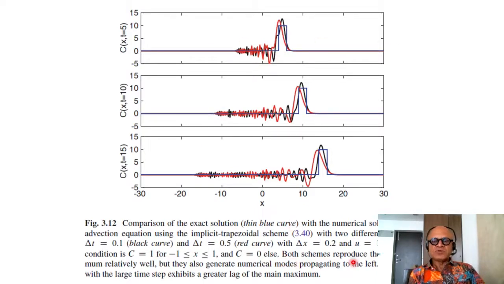Both schemes reproduce the main maximum relatively well. Depends on your acceptance level of the numerical error, but they also generate numerical modes propagating to the left. The method with the large time step exhibits a greater lag of the main maximum. Okay, so you can see there is not much damping. In fact, there is a false peak here that gets damped and then gets lagged.